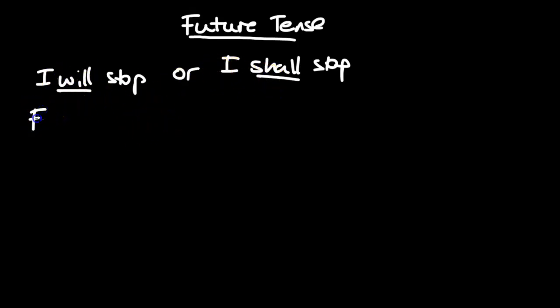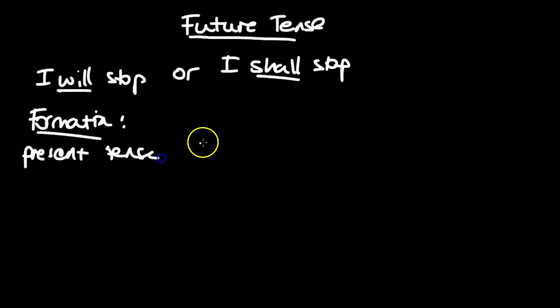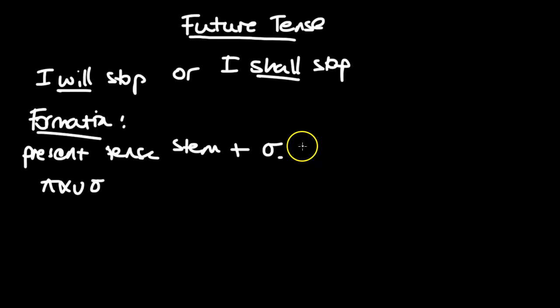So now we're going to talk about formation. Okay. Formation of the future tense is really quite simple. It's just the present tense stem plus a sigma. That's it. So again, let's use the example of pauo. If you wanted to say, I will stop, that's just going to be the present tense stem, pau, plus the sigma, paus. And then, actually I forgot to mention here, and then you have the present tense endings.